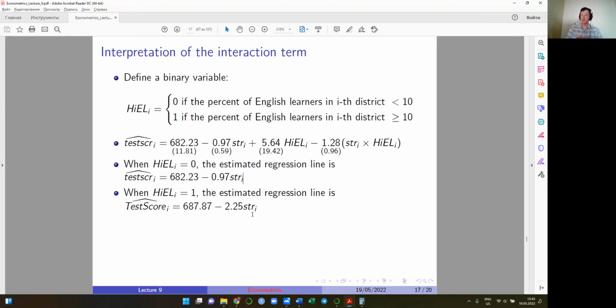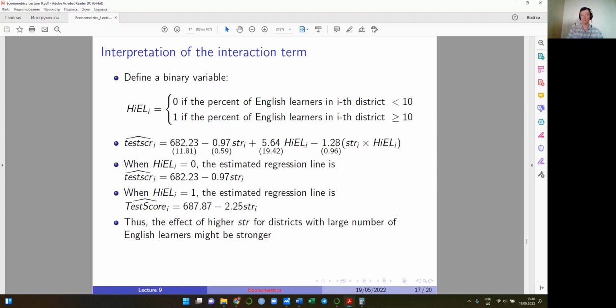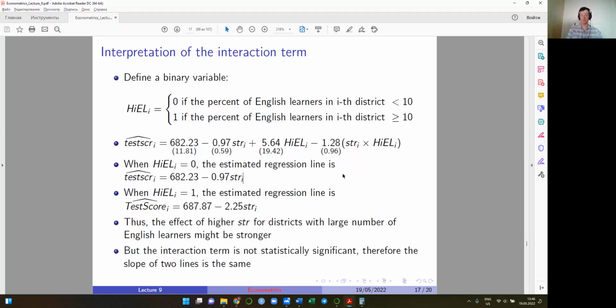This is the example, and usually you will see this example in different types of research. You can show that for two different groups of objects that you observe, the effect is different. But on the other hand, the coefficient on this interaction term is not statistically significant, so you cannot claim that this effect is different.